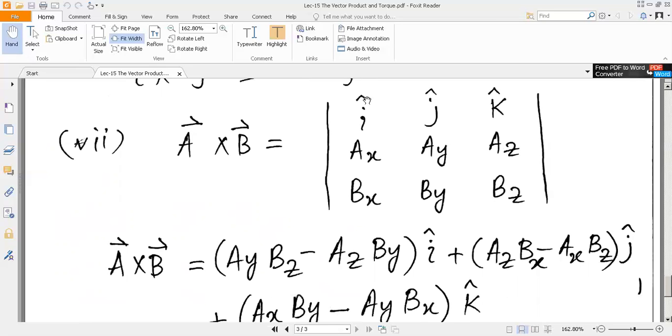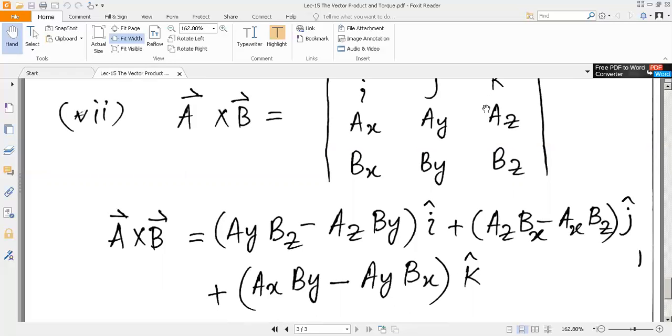So A cross B will be taken as Ay Bz minus Az By into unit vector i plus, here it will be minus Ax Bz minus Az Bx into j, but minus will be taken outside, and here we will get plus sign, and the order of the two terms will be changed within the bracket. And here we will see plus Ax By minus Ay Bx into k unit vector.